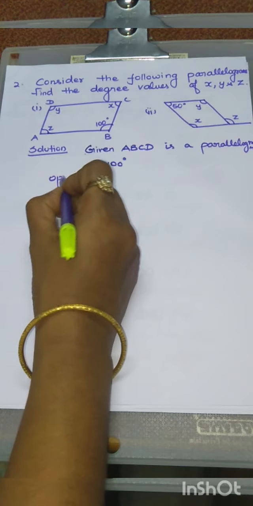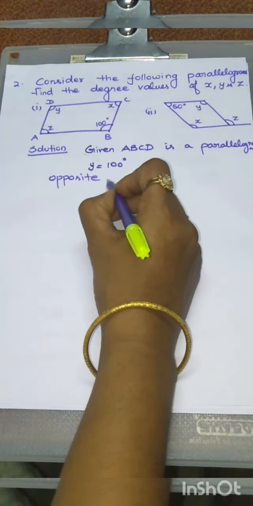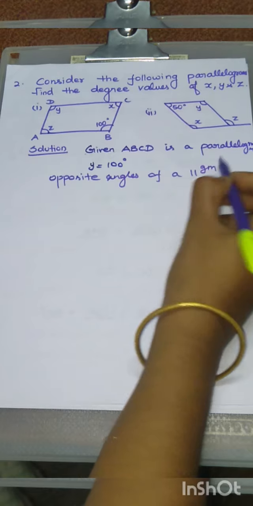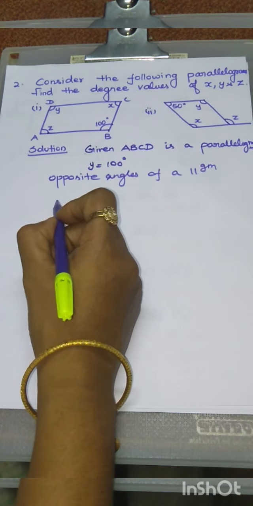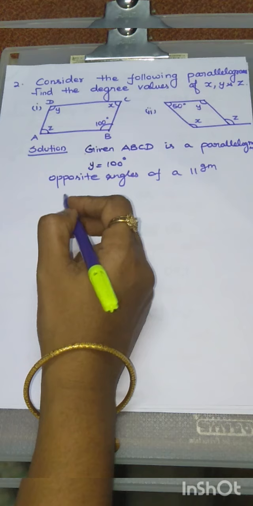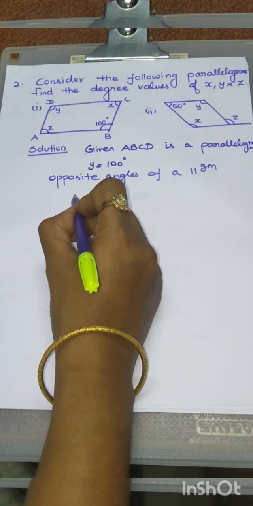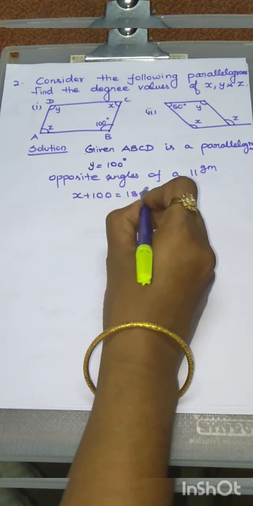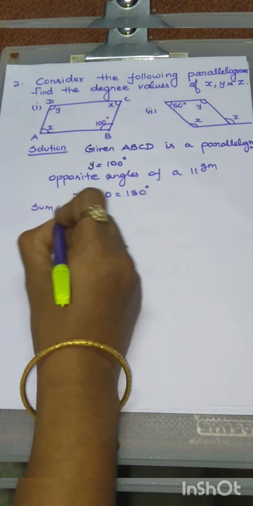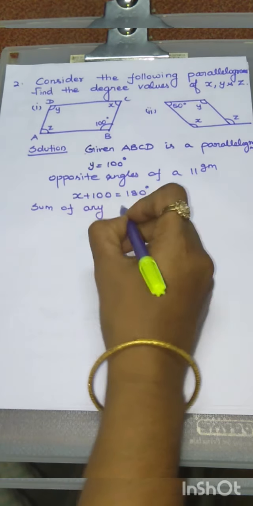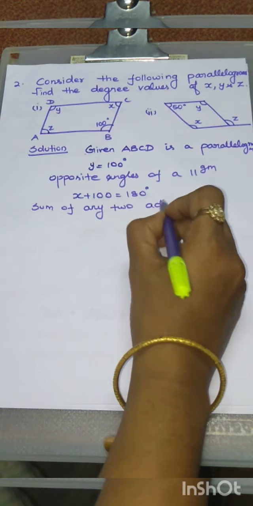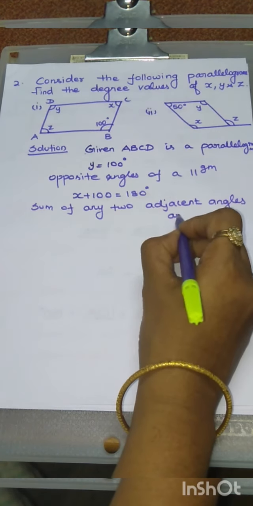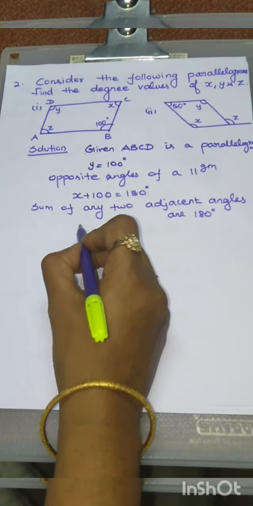What is the reason? Opposite angles of a parallelogram are equal. Okay. Next one, we know the second condition: the sum of any two adjacent angles is 180 degrees. So directly we have to take x plus 100 is equal to 180 degrees. What is the reason? Sum of any two adjacent angles is 180 degrees. Okay. So what is our x value?